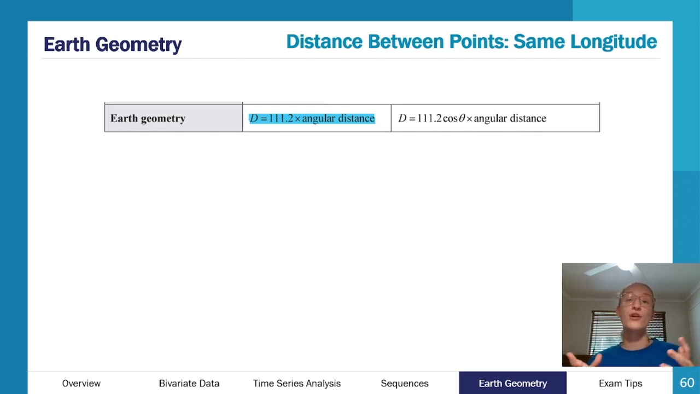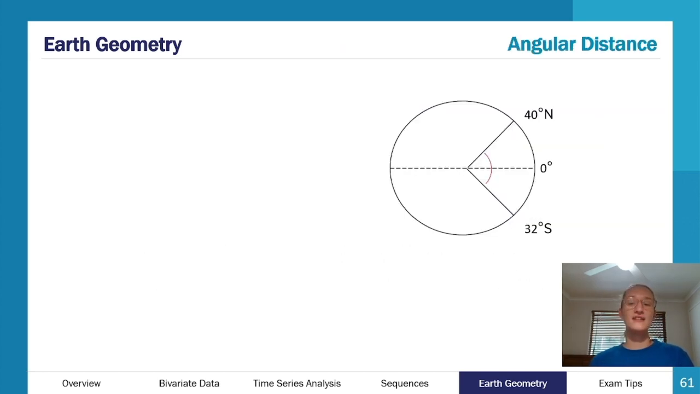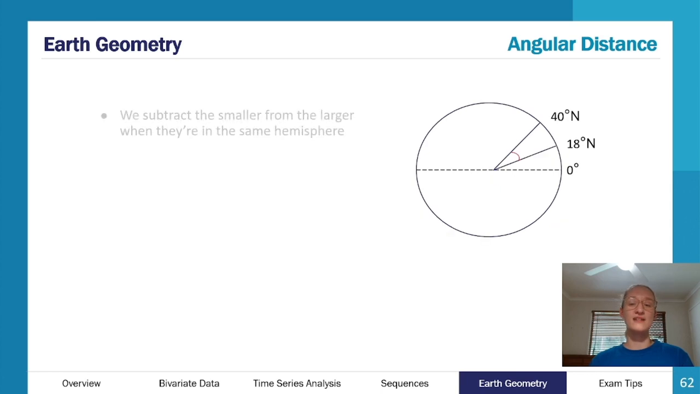Also, what you'll be looking at once you get more time to cover it in class is earth geometry when we're looking at the distance between points. The biggest takeaway that I want you to take away from here is that we use a different formula depending on whether they're on the same longitude or the same latitude. And once you cover this in class a little bit more, it'll make more sense.